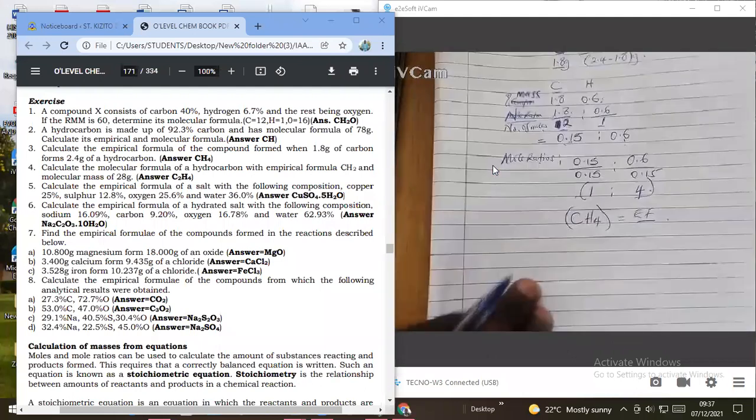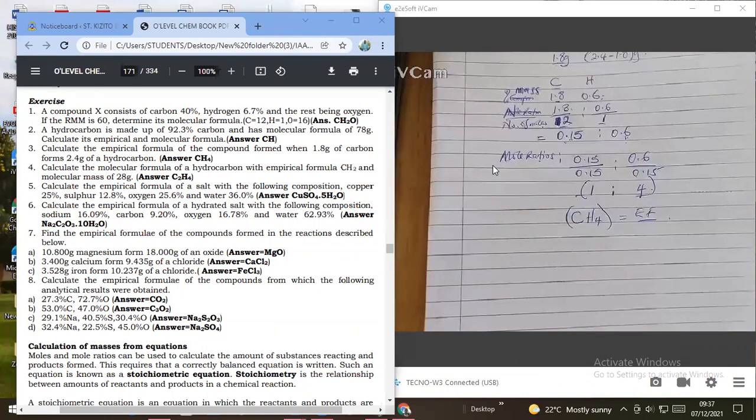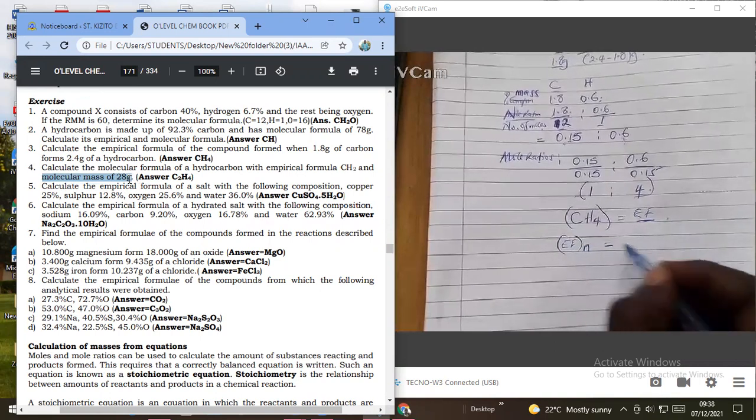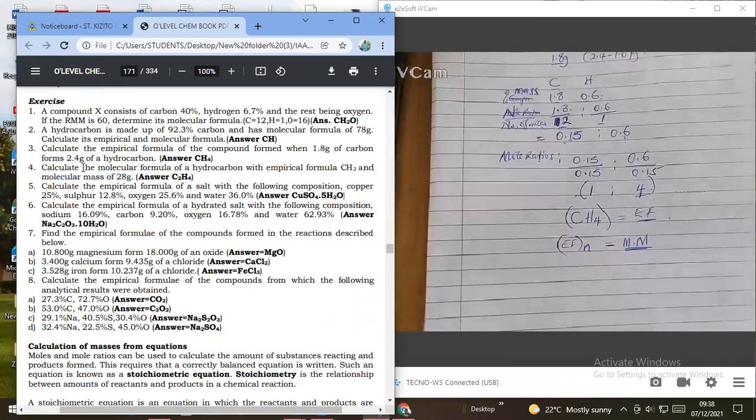Now, if they ask for the molecular formula, you look at what they have given you. Have they given you the molar mass? It is not there, so the answer stops there. They only want the empirical formula. But if they ask for the molecular formula, they have given you the molar mass. So you continue from here: the empirical formula times a certain number you don't know gives you the molecular mass.